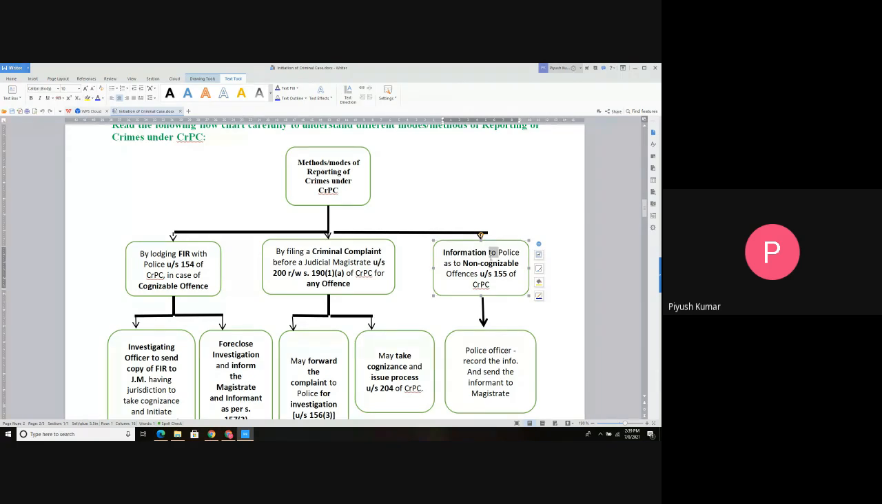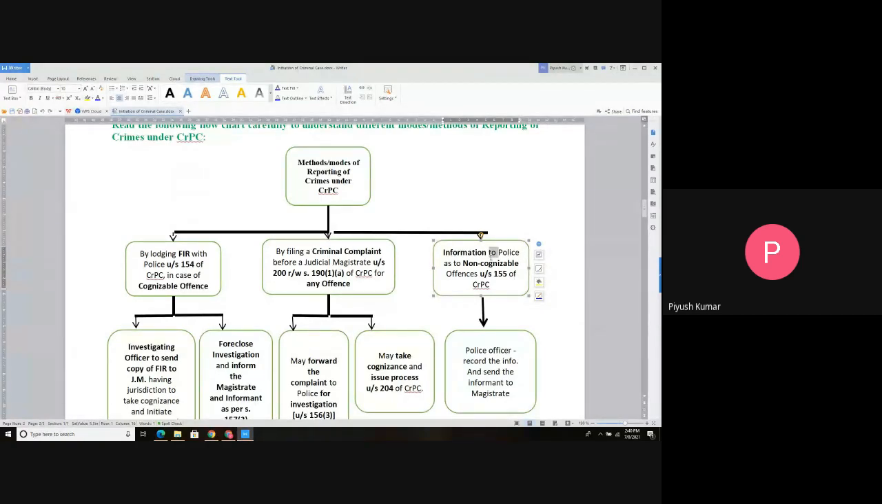You don't have to read the entire section 200 for now, because for now you are only concerned with कि क्राइम रिपोर्ट करने के कितने तरीके हैं CrPC के अंतर्गत. पहला तो हो गया by lodging FIR under section 154 in case the offense is a cognizable offense. दूसरा हो गया by filing a criminal complaint before a judicial magistrate having jurisdiction under section 200 read with 191A of CrPC for any offense.